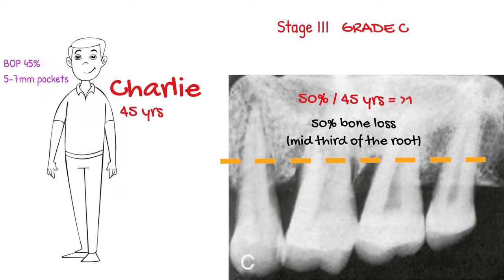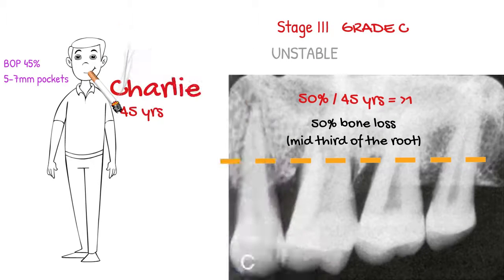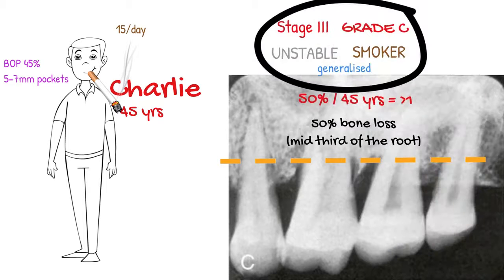Charlie has a high bleeding score and pockets ranging from 5 to 7 millimeters, which means his disease is unstable. He also likes to smoke, so we can record this as a risk factor. Finally, most of his teeth are affected, so his disease is generalized. As a result, the diagnosis is composed of two key components, staging and grading, and two secondary components indicating stability and the presence of risk factors.